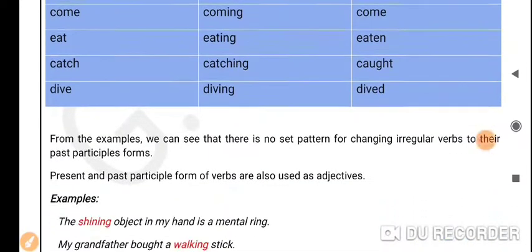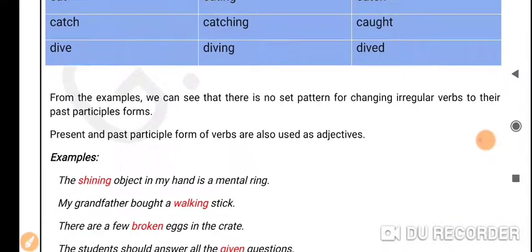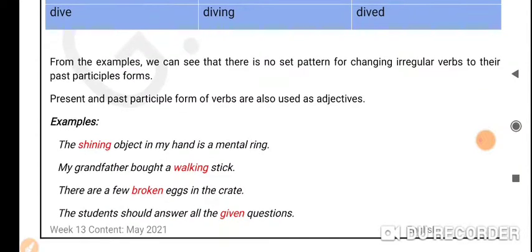So, from the above examples, we can see that there is no pattern for changing irregular verbs to their past participle forms. Another thing we are going to learn today is that present and past participle forms of verbs are also used as adjectives. We can use these verbs in a sentence as adjectives. We all know what adjectives are. Adjectives are words used to describe nouns and pronouns.